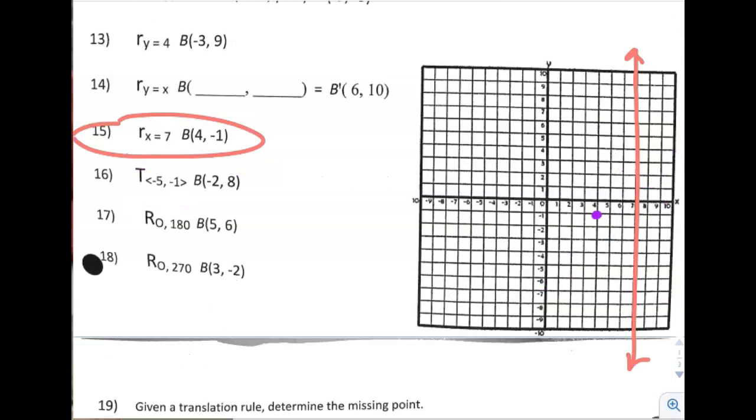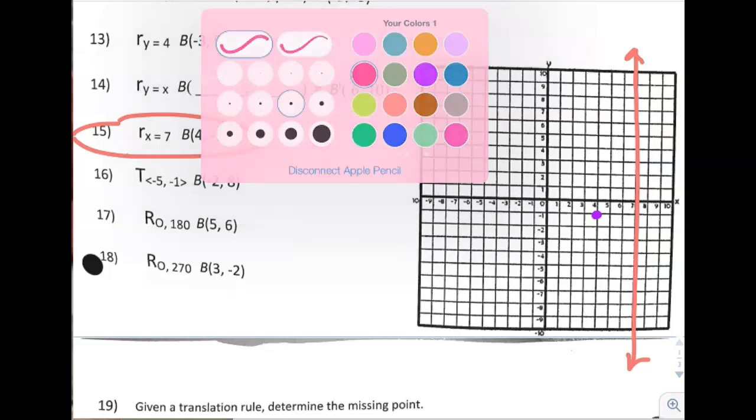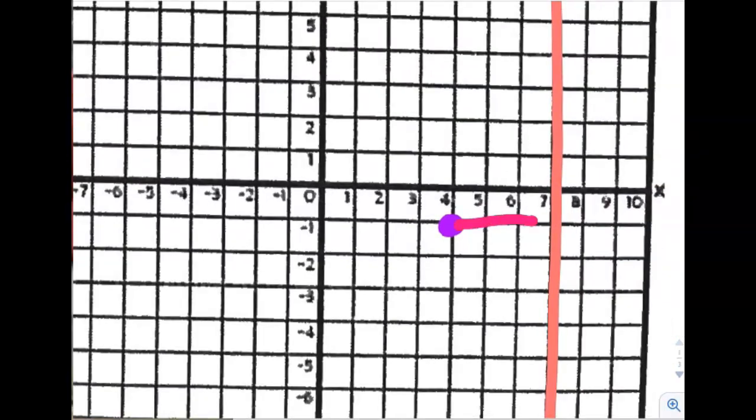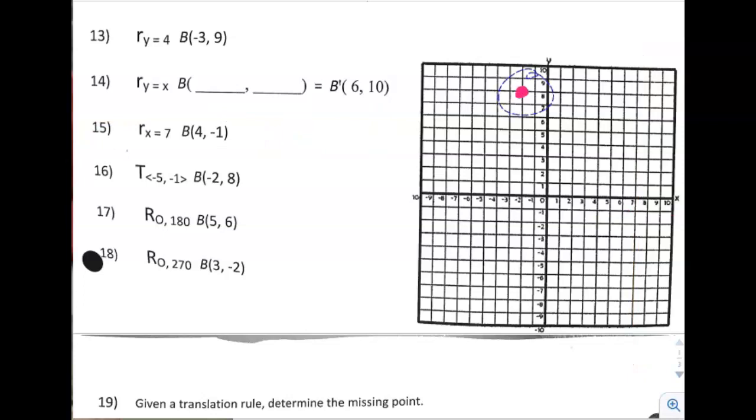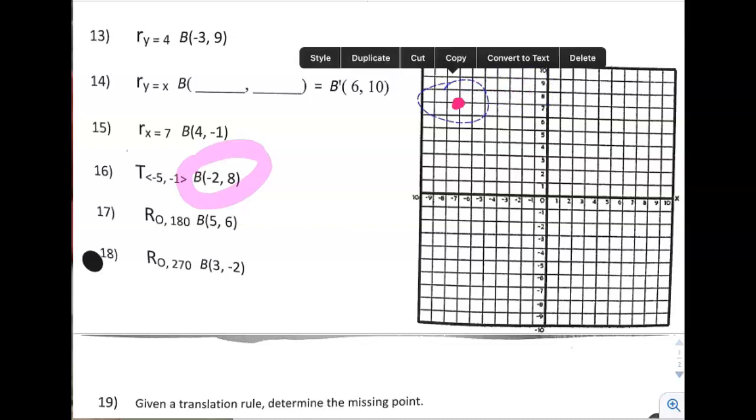In number 15, I started with 4, -1, and then I drew in the line x equals 7. That's a line that cuts through the x-axis at 7. So I go over 3 more, and I land at 10, -1. Number 16, I plotted the point -2, 8, which is this point, and I'm going to move it to the left 5 and down 1. That puts me at -7, 7.